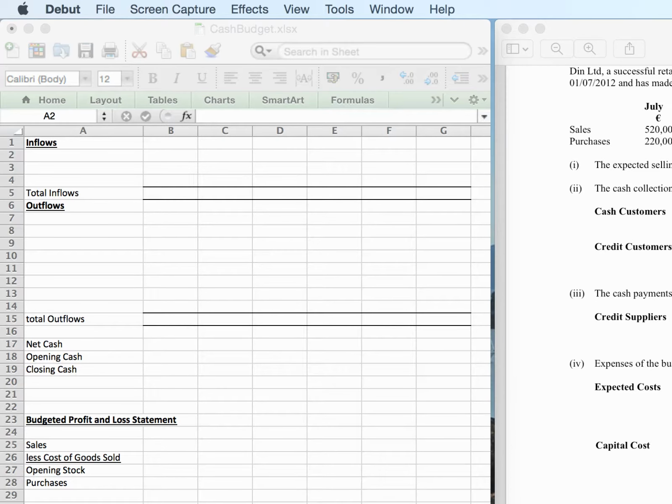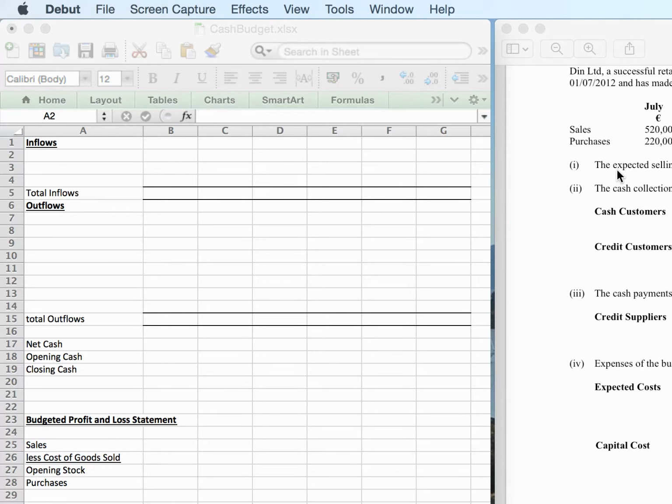Okay, this is cash budgets. This one's from the 2012 paper, question 9. So I've started by laying out the blank inflows and outflows with net cash, opening cash, etc. And I've got the guts of my trading profit and loss already laid out because I need a cash budget and the budget profit statement.